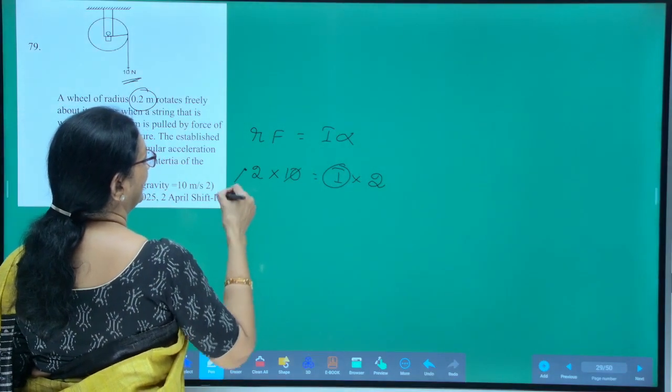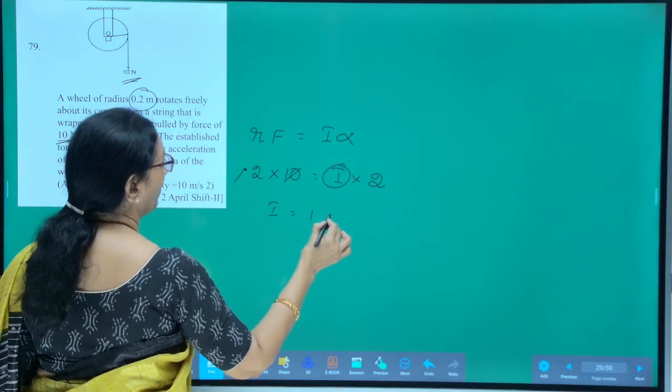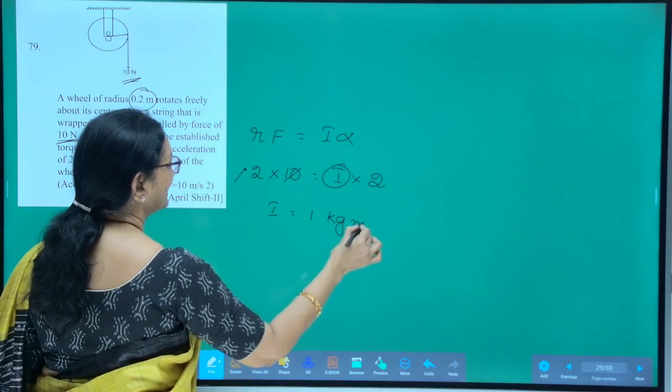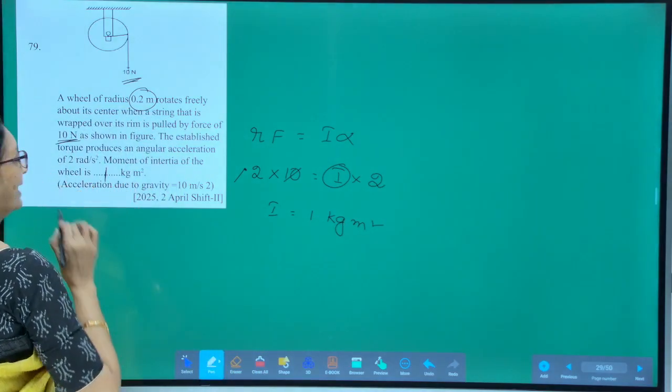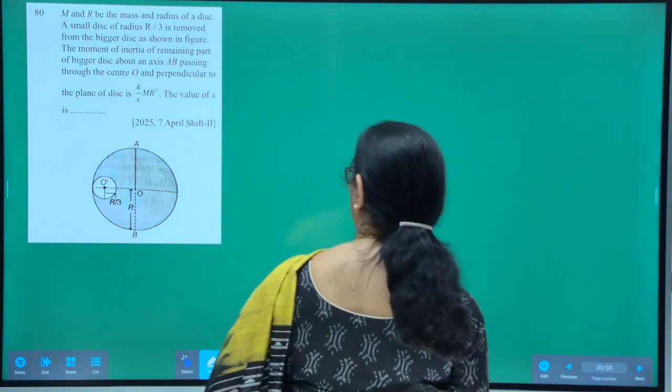See here, I is equal to 2 by 2, that is 1 kg meter square. That is the correct answer for that problem. It is simple. Torque is equal to I alpha.